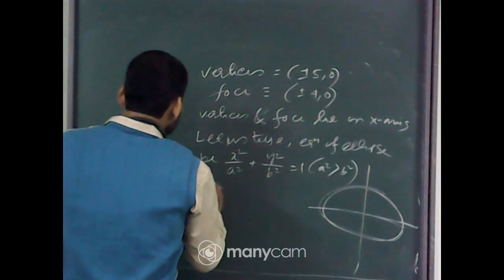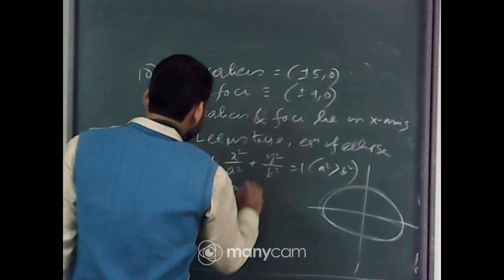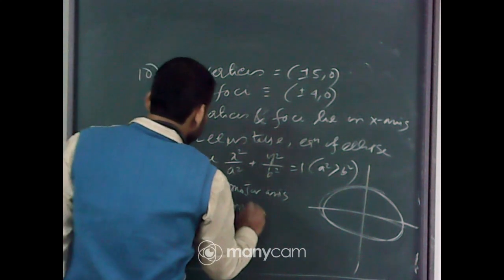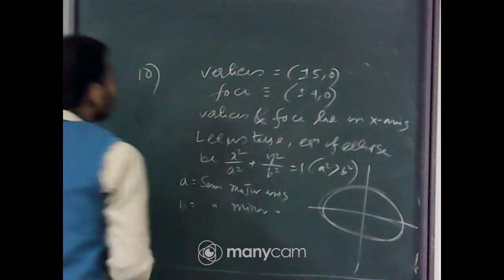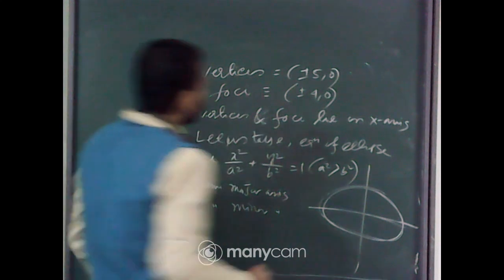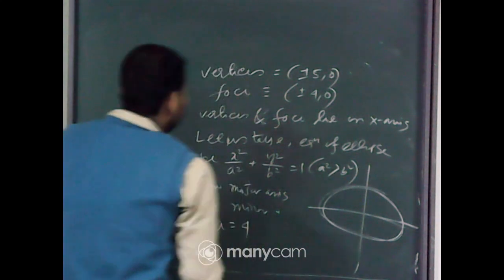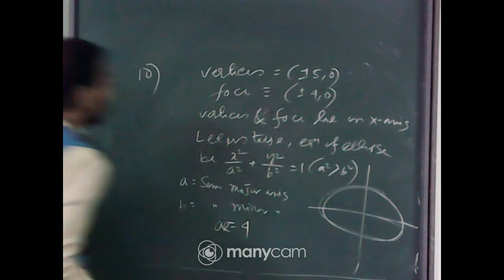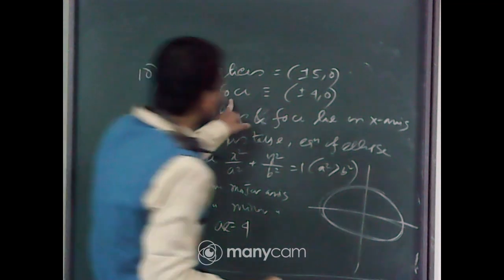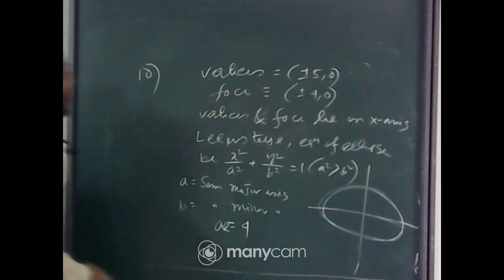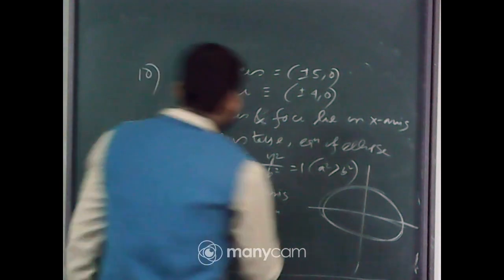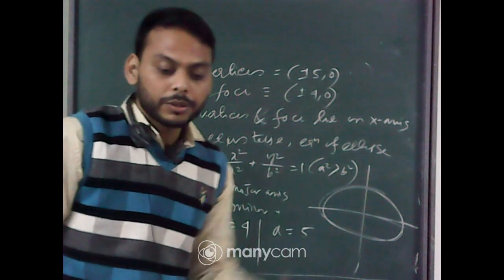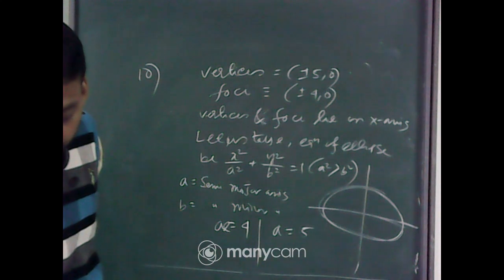A equals to semi major axis, b semi minor axis. So foci, that is plus minus 4 comma 0, so A equals to 4. Just do one correction here. Here the foci, that is plus minus 4 comma 0, you know the coordinate of foci plus minus ae comma 0. So ae equals to 4 and here a equals to 5, because the vertices you know that plus minus a comma 0, so a equals to 5.